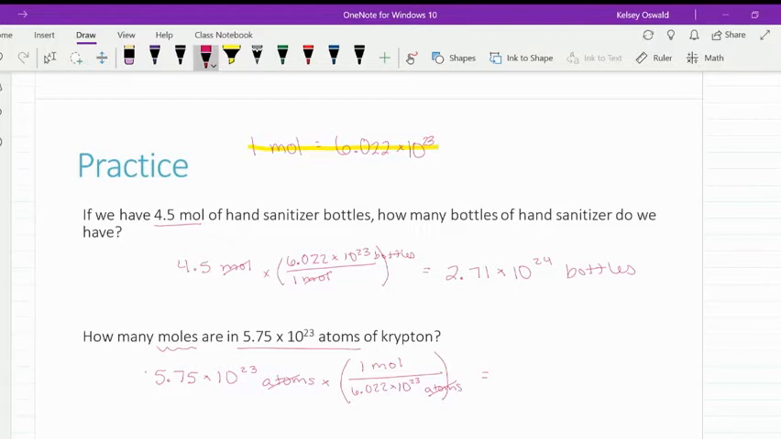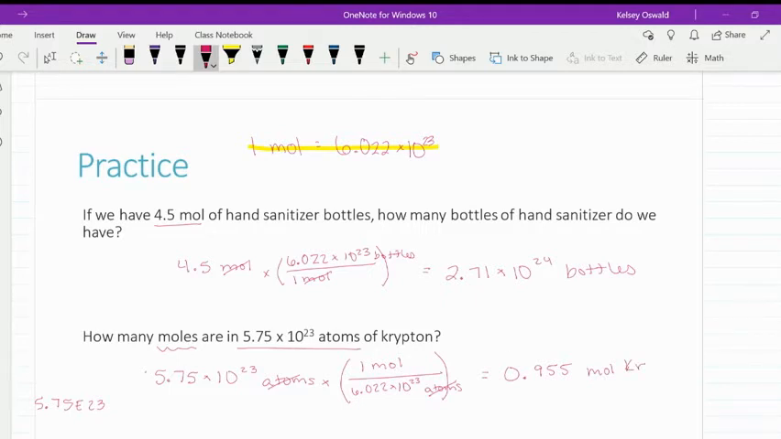So here we would do 5.75 times 10 to the 23rd divided by 6.022 times 10 to the 23rd. This is where it might be useful again to use that E button. So in our calculator, we might want to put 5.75 E to the 23rd in place of the times 10, so we just don't have to worry about parentheses. But we should find here that if we have 5.75 times 10 to the 23rd atoms of krypton, that's the same thing as 0.955 moles of krypton.